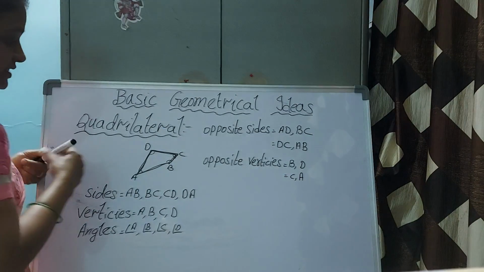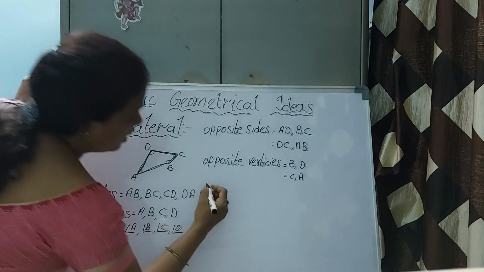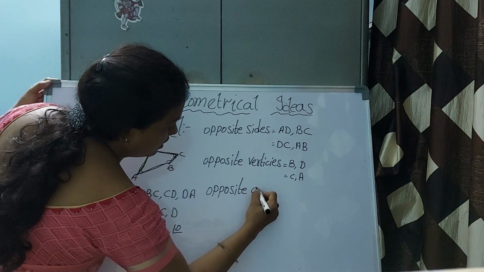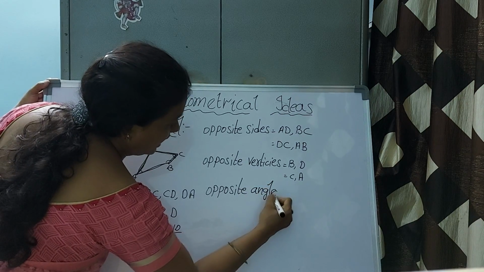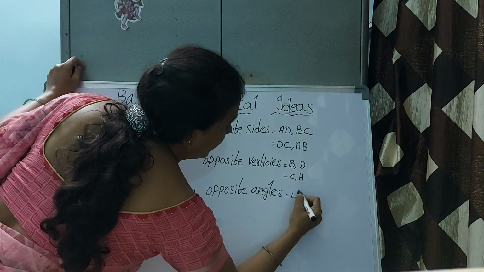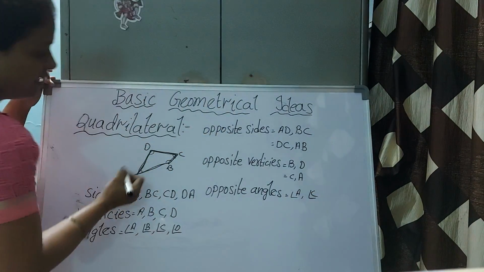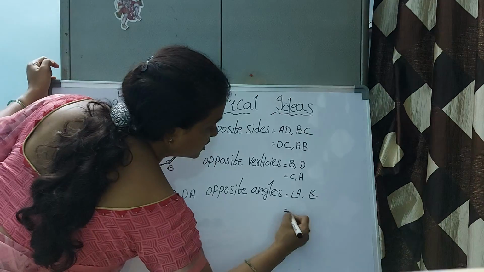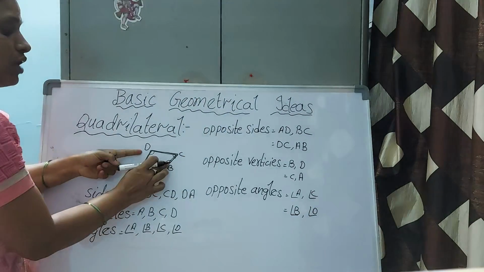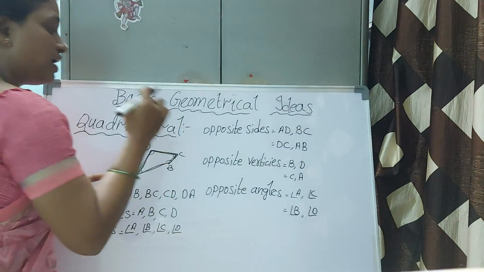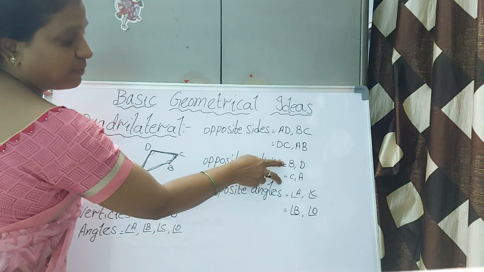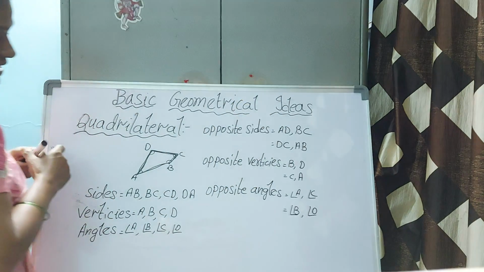What about the opposite angles? Angle A, angle C is one pair. Angle B, angle D is another pair. These two are opposite angles and these two are opposite angles. Two pairs of opposite angles, two pairs of opposite vertices, two pairs of opposite sides.